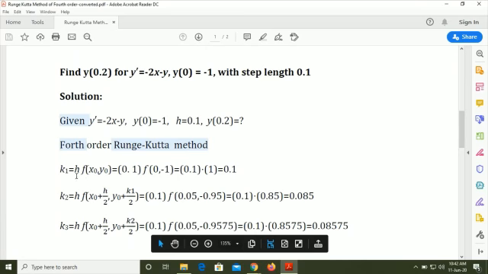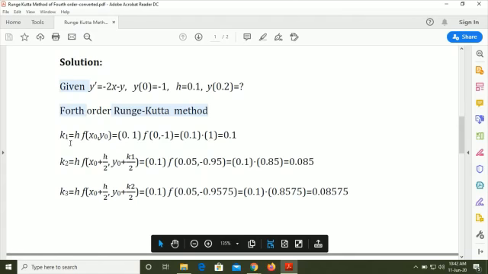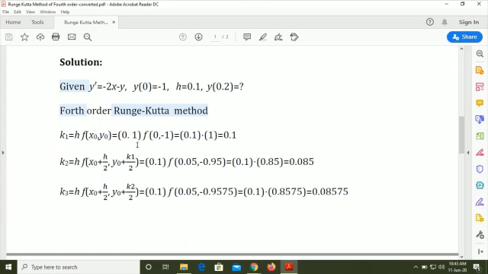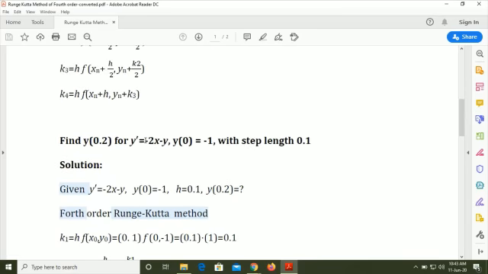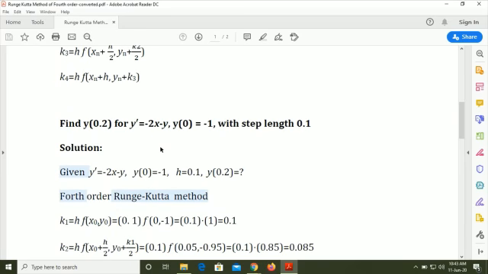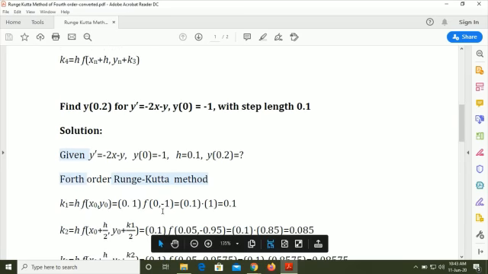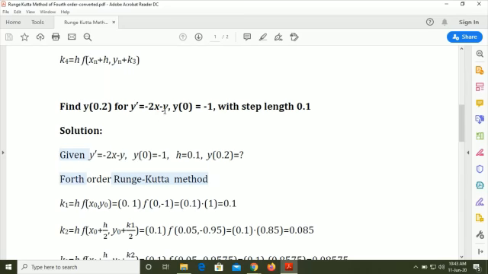Okay, we have to find k1, k2, k3, k4. k1 is h into f(x0, y0), that is 0.1 into f at (0, -1). Now f(x, y) is this, y' = f(x, y). So f(x, y) is -2x - y, where x is 0 and y is -1. So we substitute x = 0 here and y = -1.